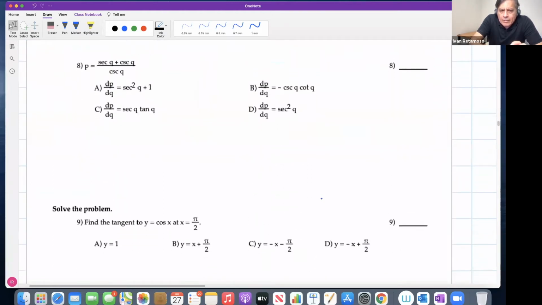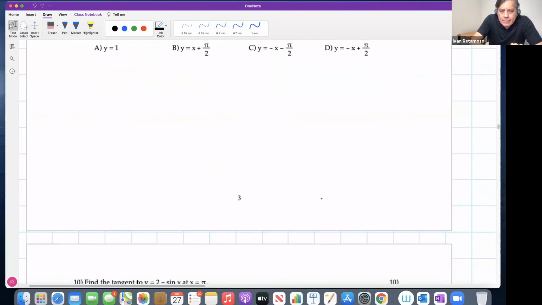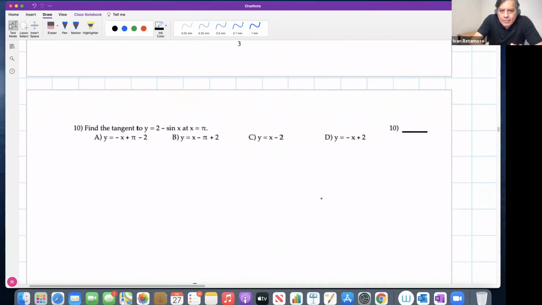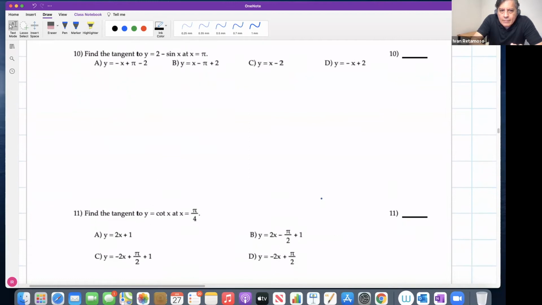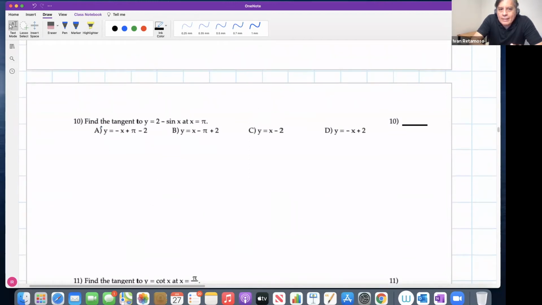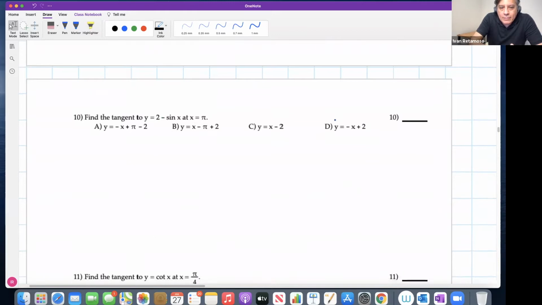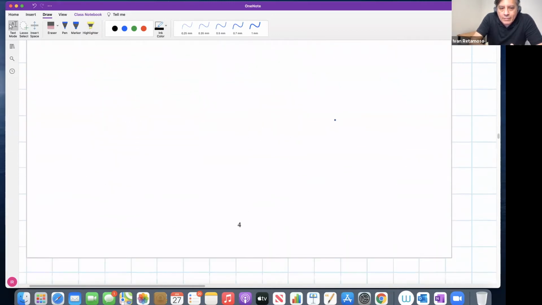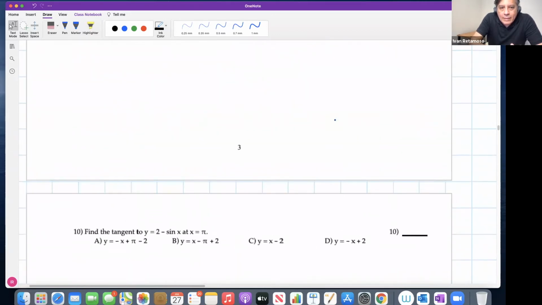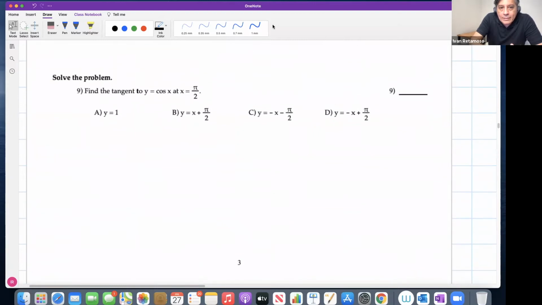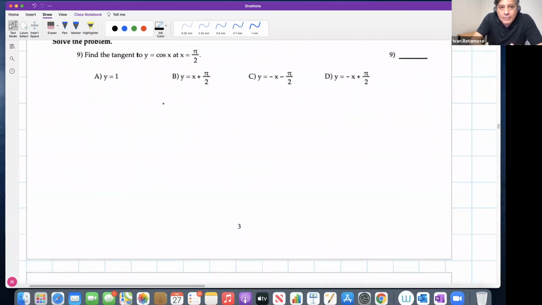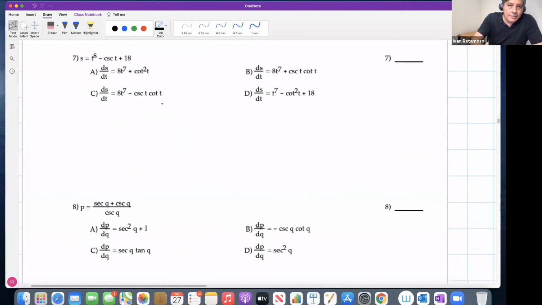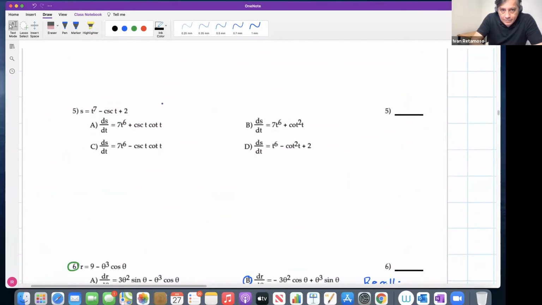What kind of problems are you talking about, Professor? Well, I'm talking about this kind of problems. Look, for example, this. Find the tangent to y equals 2 minus sine of x at x equals pi. For example, that, right? How to figure out the equation of the tangent line. I'm going to give you an example, and then we will go back to this, right? This is another one. Look, there are two there. All right, so let's go back to the lecture.